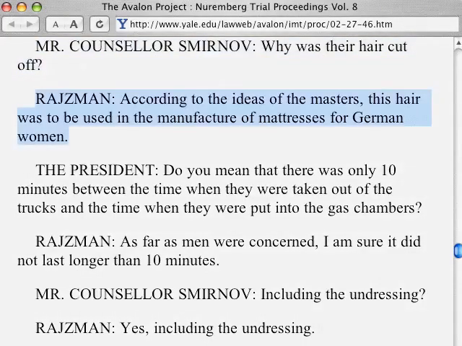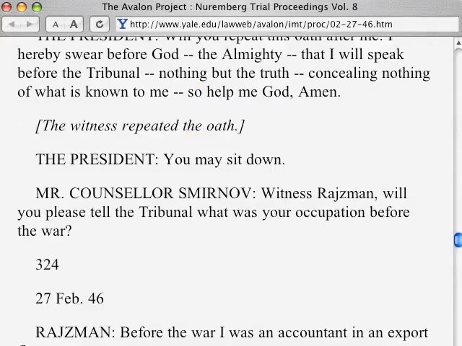"According to the ideas of the masters, this hair was to be used in the manufacture of mattresses for German women." Right. Had nothing to do with lice, which carried the disease typhus. It was all about human hair mattress stuffing.